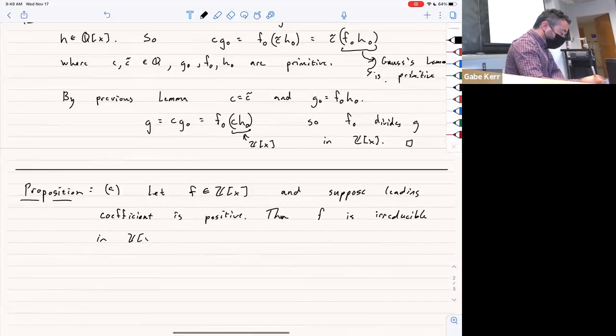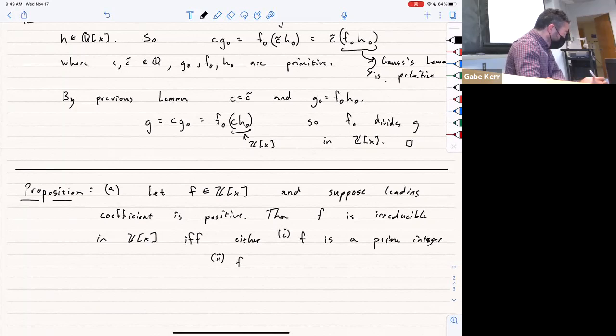only one of two things happens. Either F is a prime number, a prime integer, or F is a positive degree, primitive polynomial, irreducible in Q[X].